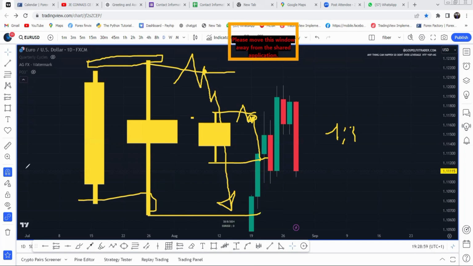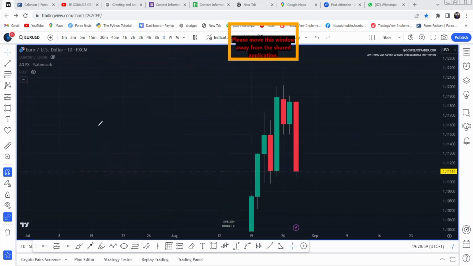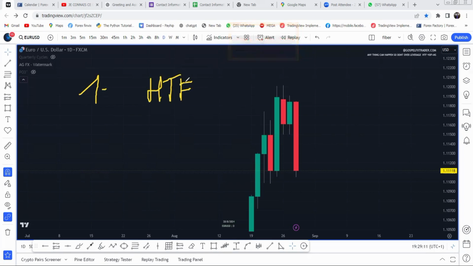So now the first thing is your higher time frame. Whatever strategy you are trading, you need your higher time frame. So the first rule is that your higher time frame must be in line with what you are trying to look for as your CRT or any strategy you are trading at all. You need to first of all know where the higher time frame is going. If you don't know, you will likely be looking at the CRT in the wrong direction.